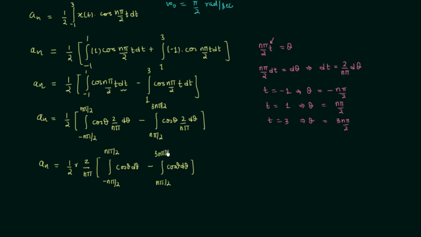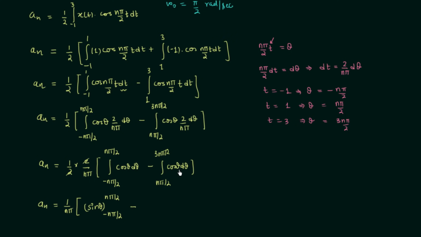And we already know the integration of cos is equal to sine, and the differentiation of cos is equal to minus sine. So integration of cos theta is equal to sine theta. So we have an equal to 1 by n pi. This 2 and 2 will cancel out, so we have 1 over n pi. Integration of cos theta is sine theta. The lower limit is minus n pi by 2 and the upper limit is n pi by 2.